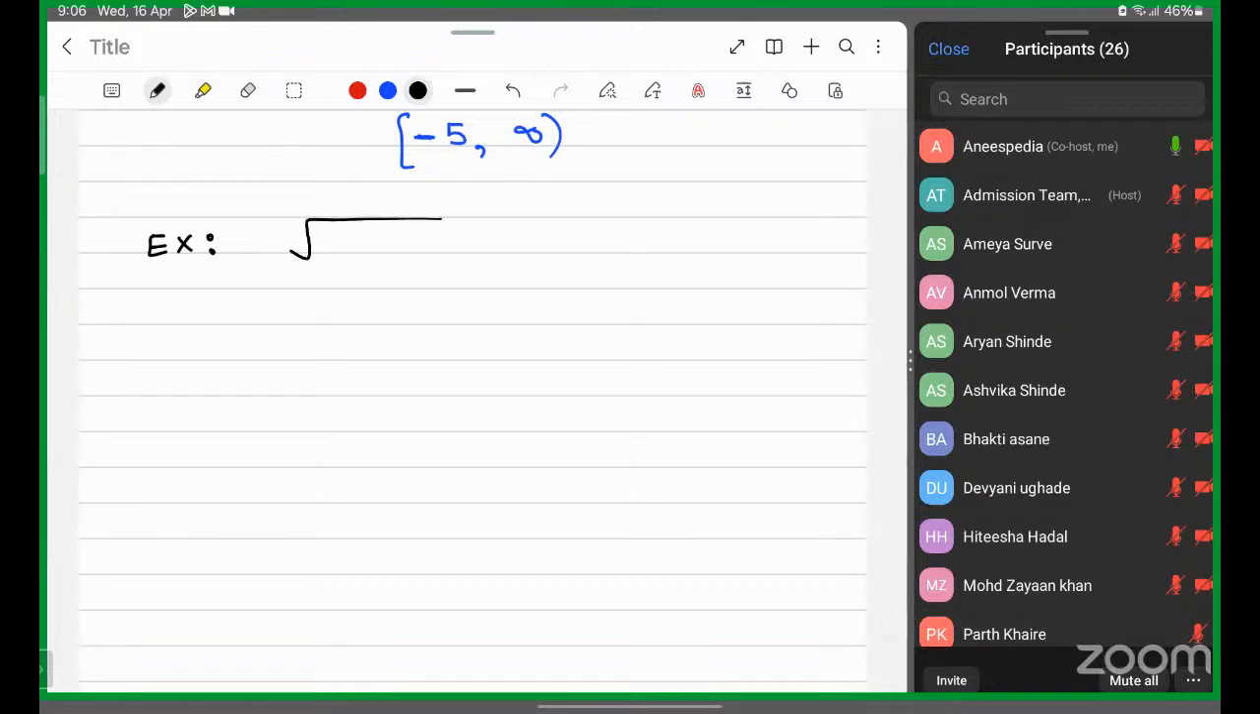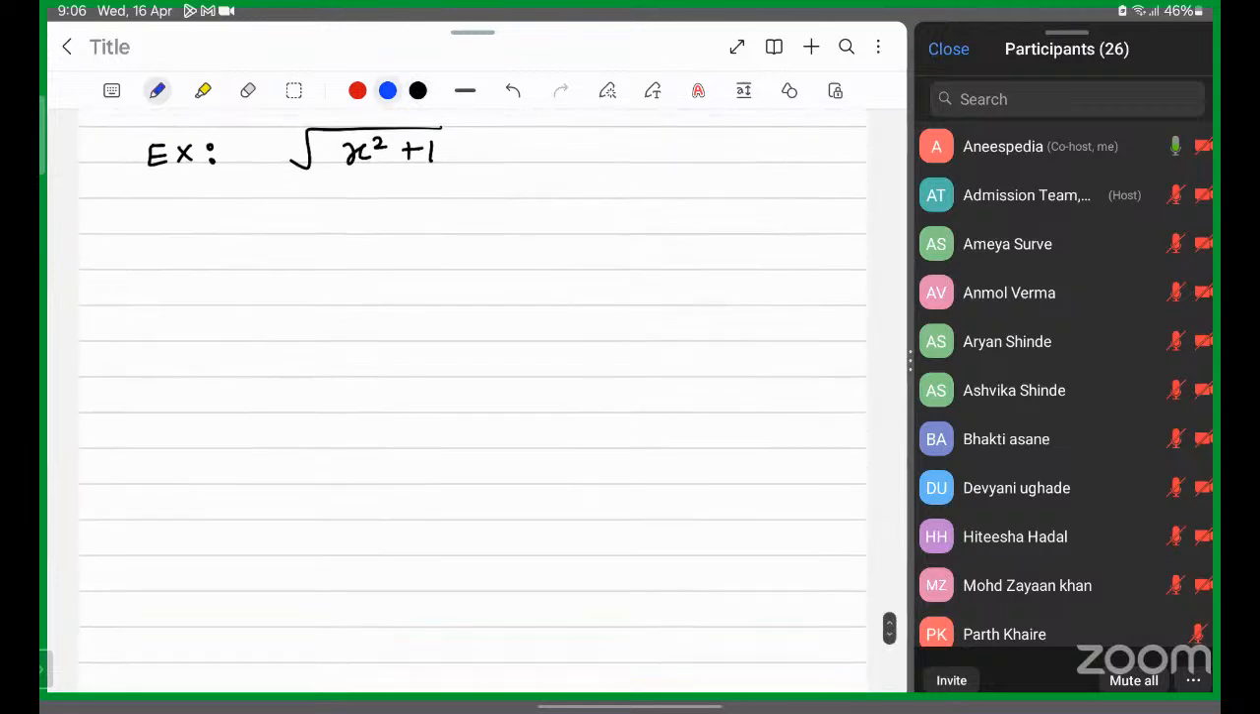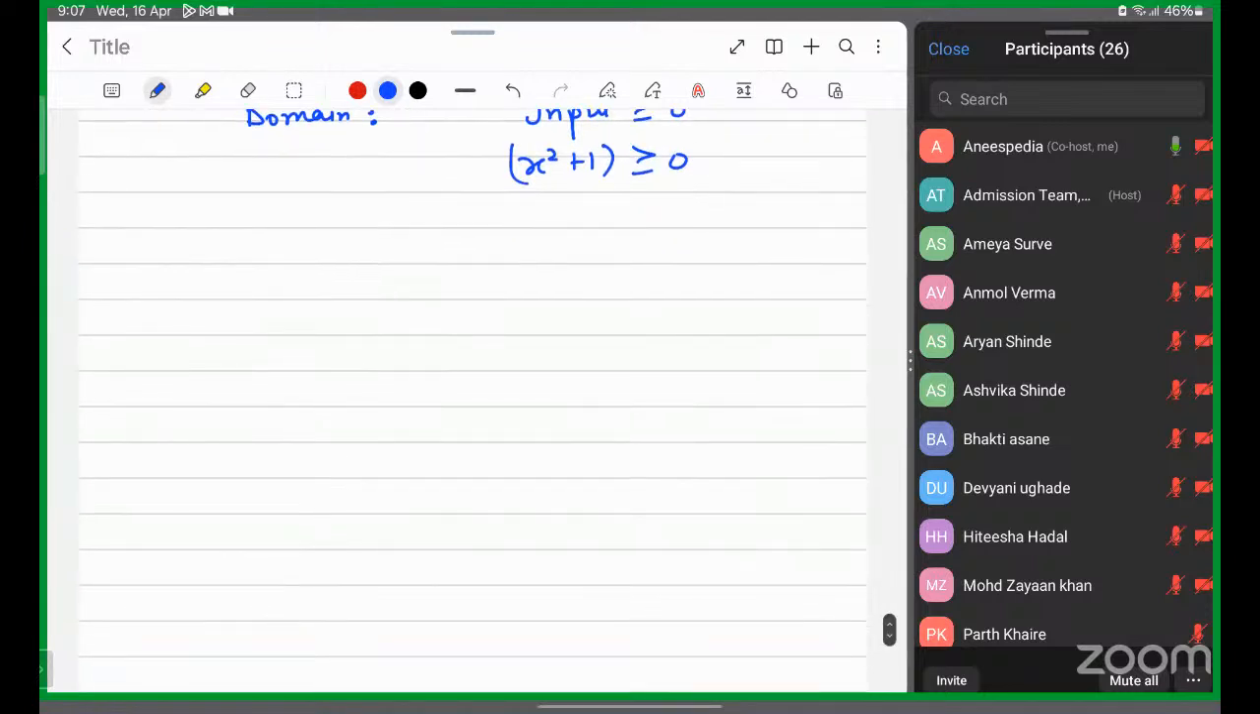Find the domain of square root of x square plus 1. Yes, what will be its domain? Because for domain, input value has to be greater than equals to 0, which means x square plus 1 has to be greater than equals to 0. And if you look at the expression x square plus 1, it will always be greater than equals to 0, because due to power 2, the output will also be positive.